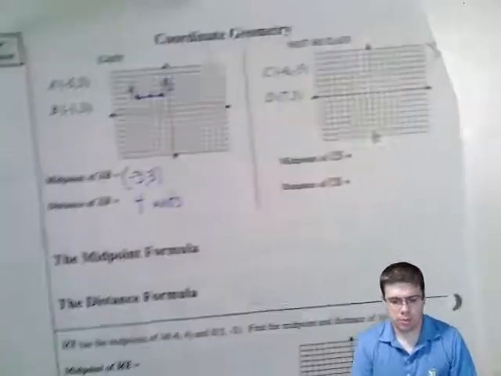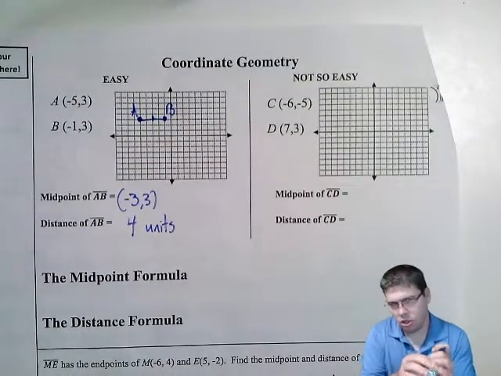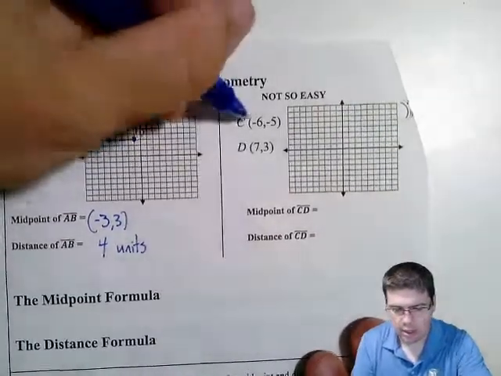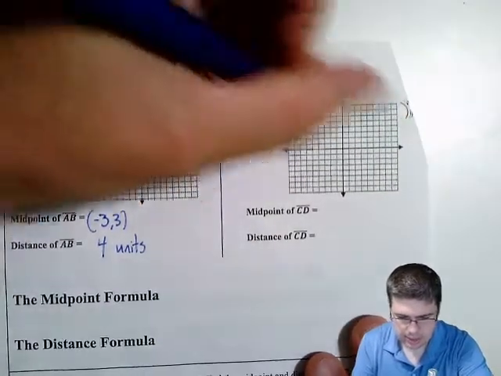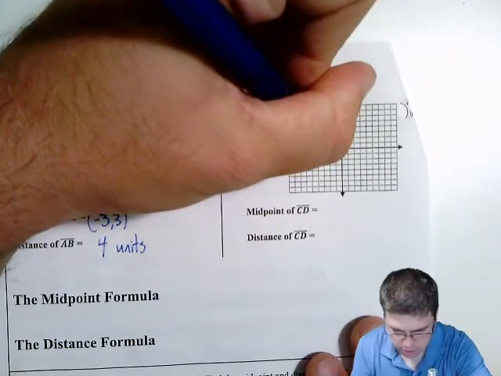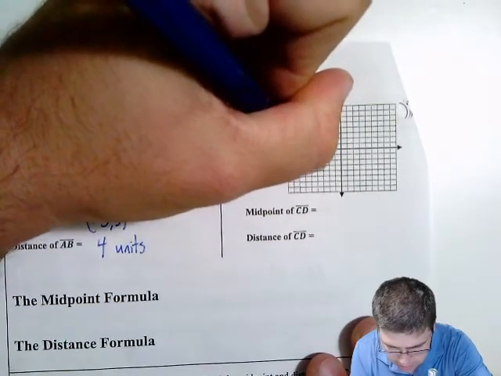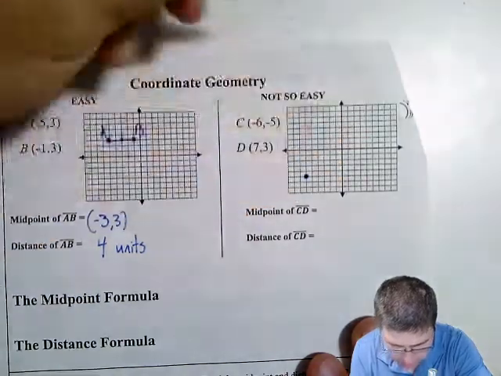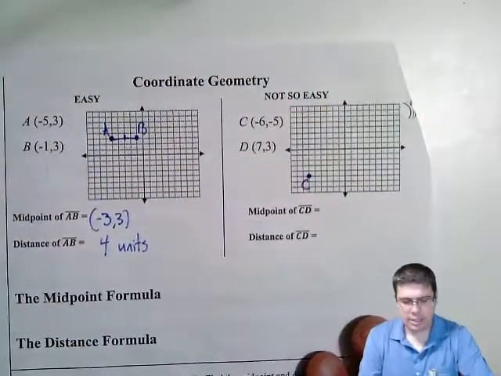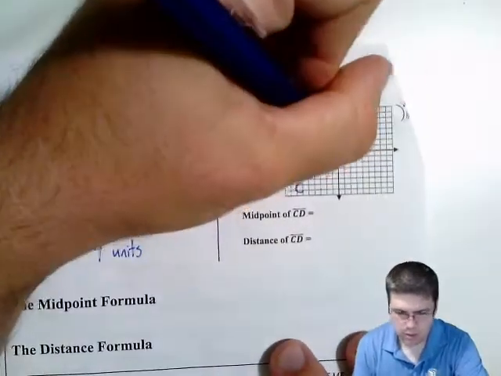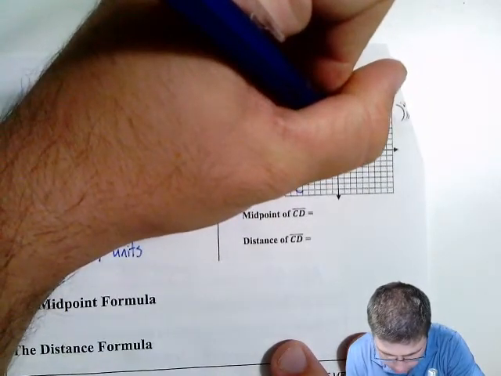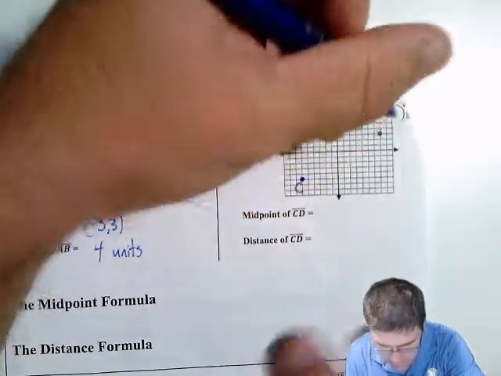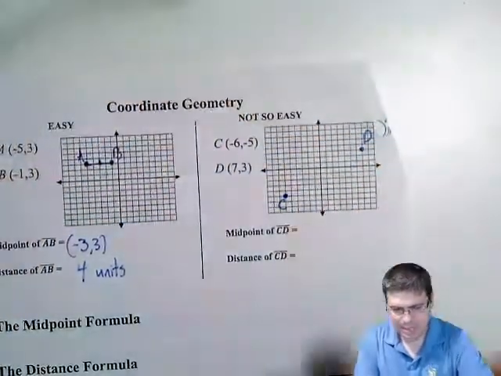Where it starts to get not so easy is if they aren't just on a straight line, either horizontally or vertically. So if we get some points here, C is at -6, -5. So -6 in the x direction, 1, 2, 3, 4, 5, 6, down 5 in the y direction. So that is point C. And then D is at 7, 3. So 7, 1, 2, 3, 4, 5, 6, 7, up 3. So that is point D.